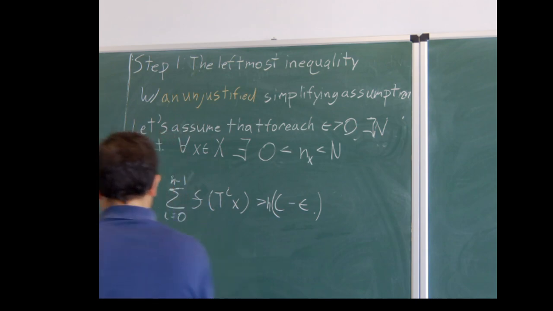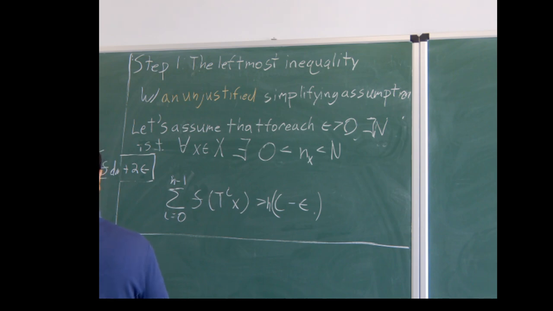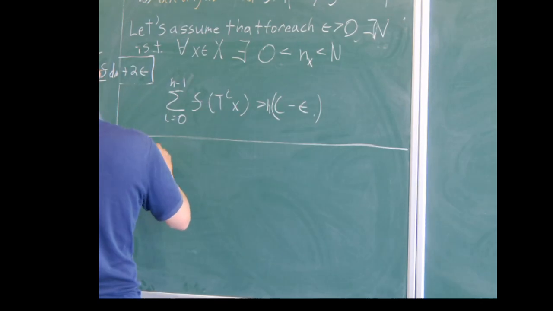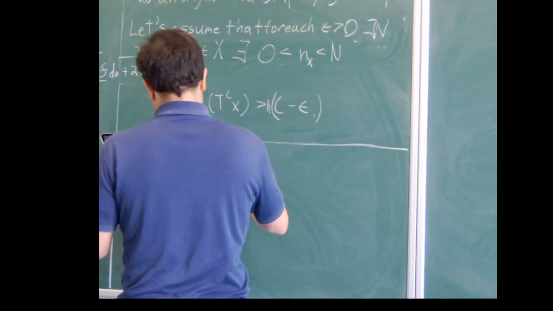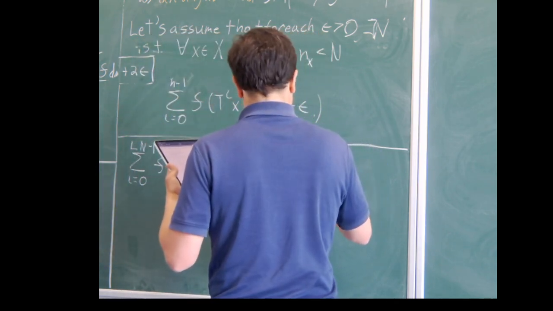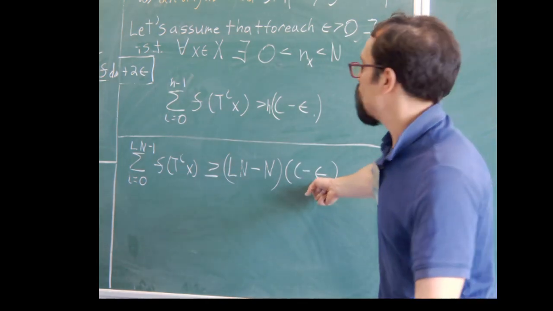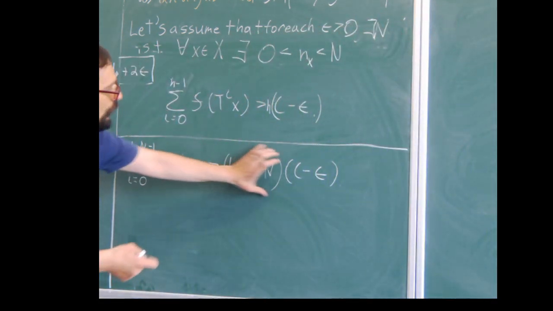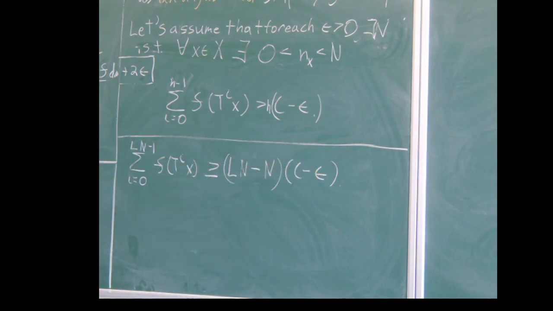What we do is we consider the summation from i equals 0 to L n minus 1 of f of t to the i of x. The claim is that this is bigger than or equal to (Ln minus N) times (c minus epsilon). This is the term coming from the lim soup. I've given up just a little bit, and I've got almost as many terms. I just have to subtract the maximal size of the window, and I can bound from below in this fashion. Everyone happy about this? I'm just claiming that this inequality is true, and I'm going to justify it in a minute.